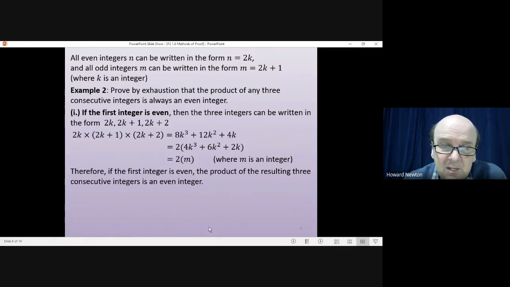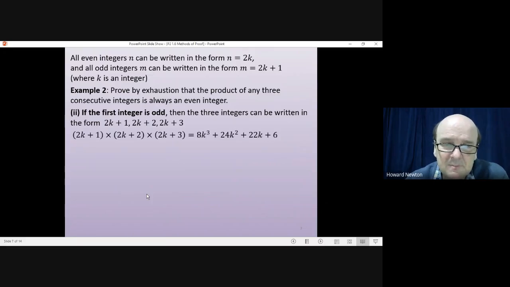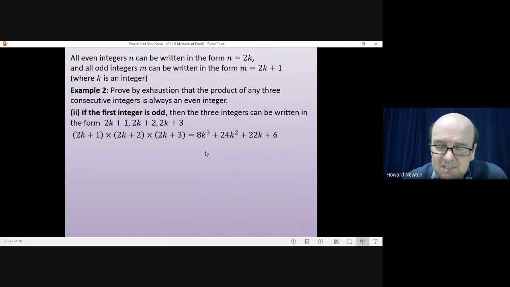Now we need to do the same thing again, this time assuming that the first integer is odd. If the first integer is odd, then we'll write it in the form 2k plus 1. The next integer up from that, add on 1. Next integer up from that, add another 1, because they're consecutive. Then multiply them together. Now if I multiply these 3 brackets together and collect up all the terms, this is what I get: 8k cubed plus 24k squared plus 22k plus 6.